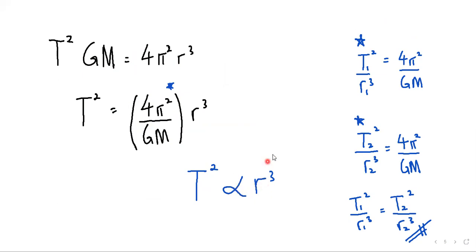Why is this important? Because we can rearrange the formula again. T1 squared over r1 cubed equals 4 pi squared over GM. We also write T2 squared over r2 cubed equals 4 pi squared over GM. Since 4 pi squared over GM is a constant value, we make the two equations equal: T1 squared over r1 cubed equals T2 squared over r2 cubed. How do we use this equation?